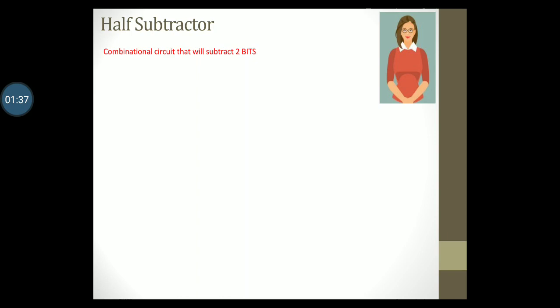A combinational circuit which will subtract 2 bits is called a half subtractor. Let us learn how to design it. The first step is to make a truth table. A truth table is made up of inputs and outputs. A half subtractor will have 2 bits as inputs. Let us name those 2 bits as A and B. Also, from the previous slide, you know that the outputs will be the difference bit, which we label as D, and the borrow bit, which we will label as lowercase b.